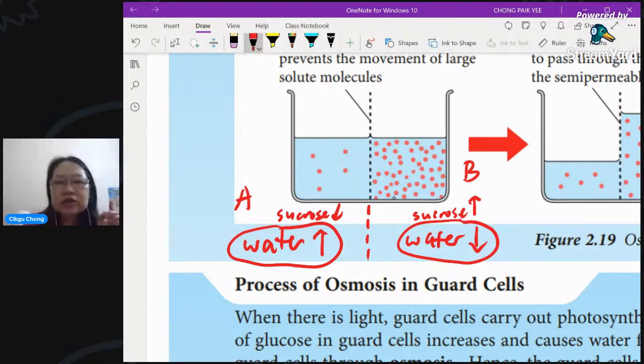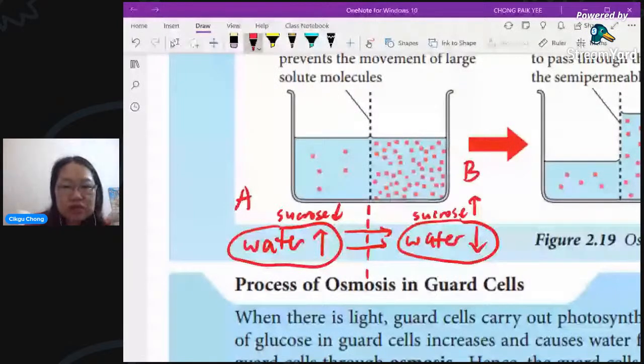The water is trying to dilute the other side. To put it very simply: this side is a lot of sugar, this side very little sugar. Very little sugar means a lot of water, and very high sugar means very little water. The diluted side will move into the concentrated side. So the water will rush in.